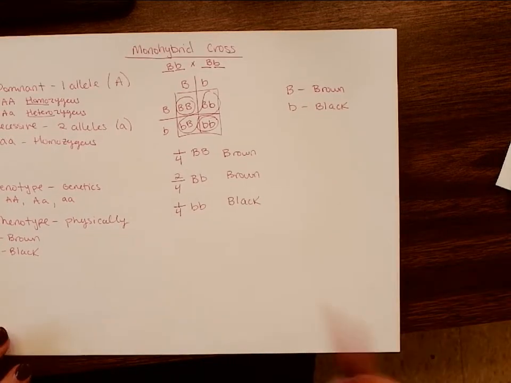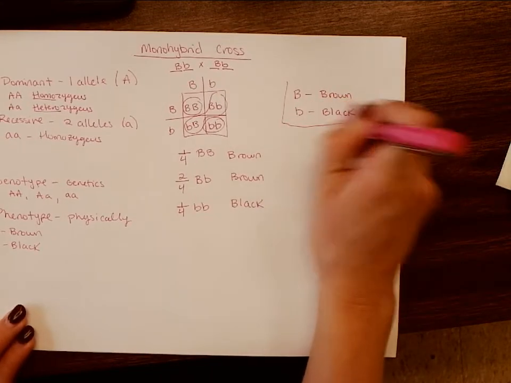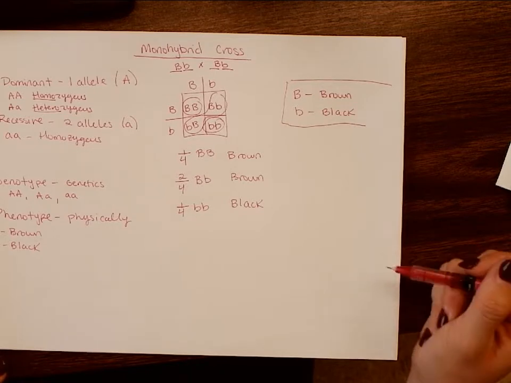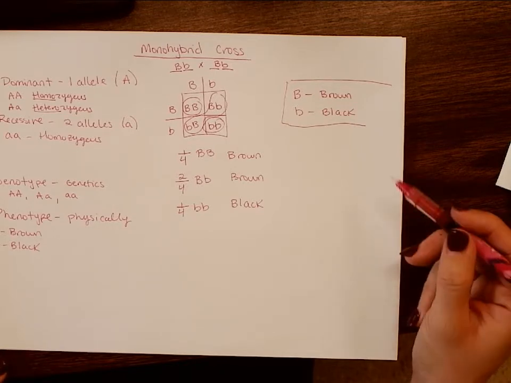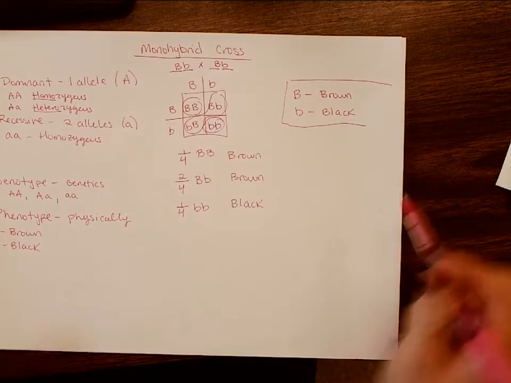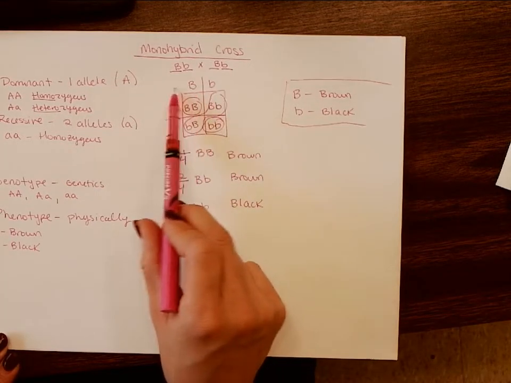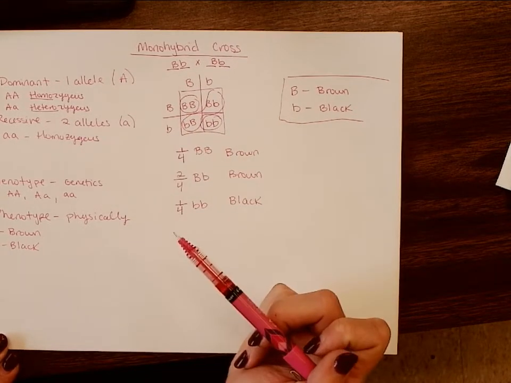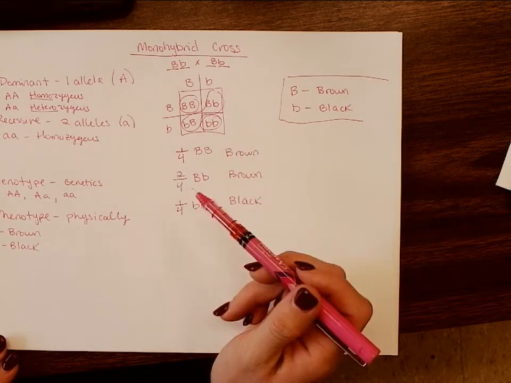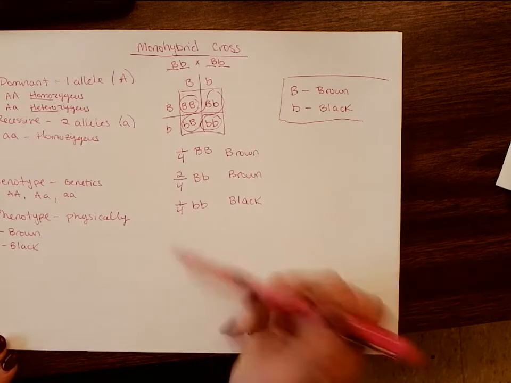I'm going to go ahead and set a few more crosses up, still using the brown and black fur example. When you get enough practice with these, it will start to feel really easy, and you may not need to always work them out. But it's really important to know how to set up the monohybrid cross for when we get to the dihybrid cross, because it's going to be a little bit trickier, and you may not be able to do it in your head.